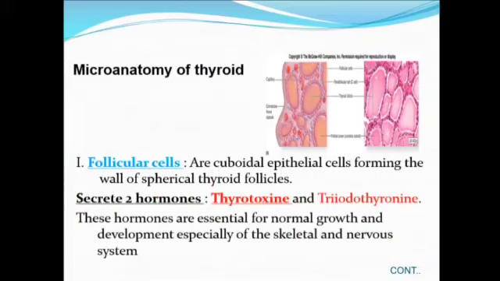In the previous slide, we have seen that the thyroid gland consists of two types of secretory cells, the follicular cell and the parafollicular cell. Now in the diagram, the follicular cells are cuboidal epithelial cells forming the wall of the spherical thyroid follicles. They secrete two hormones, that is thyroxine and triiodothyronine. These hormones are essential for normal growth and development, especially of the skeleton and nervous system.